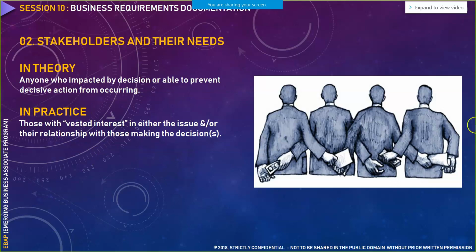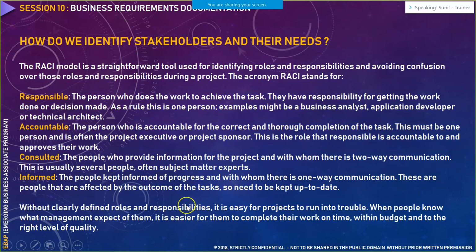Now, how do we identify a particular stakeholder? Stakeholders are essentially identified with the help of a RACI matrix. RACI stands for responsible, accountable, consulted, and informed. On the basis of these four parameters, we identify all our stakeholders and assign them one of these categories. Either the stakeholder is responsible, accountable, consulted, or informed.